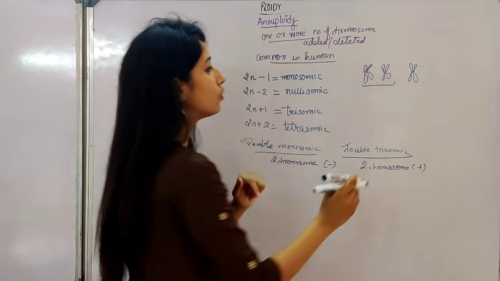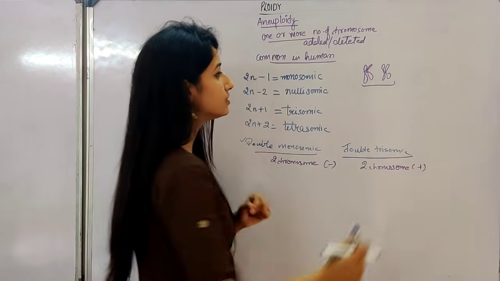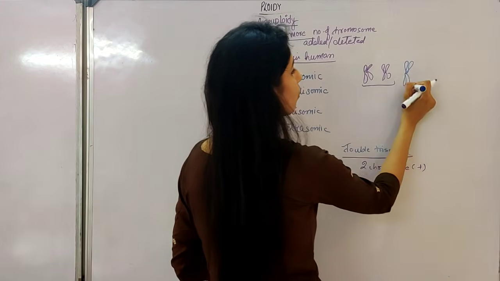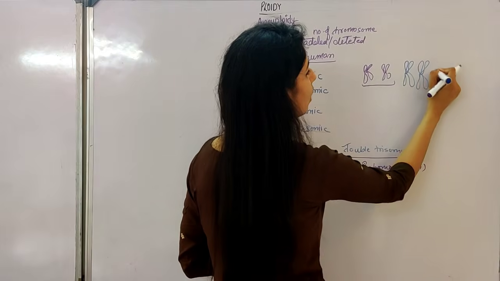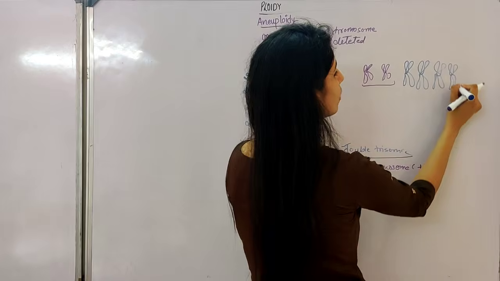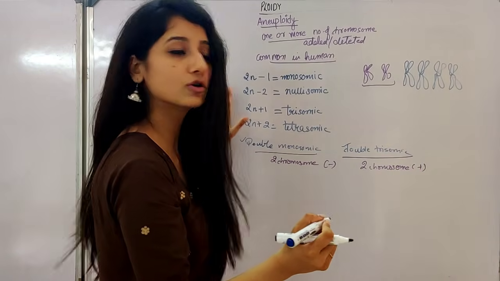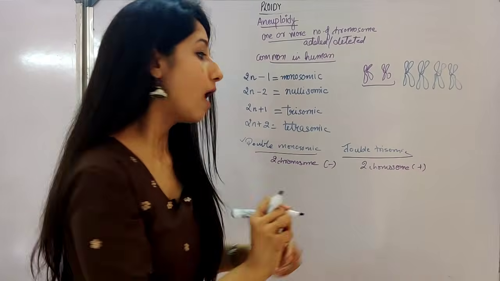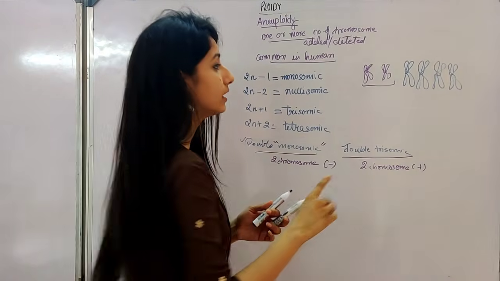Okay. What is nullisomic is that this is deleted. What is trisomic is that 1 is added. There are 2 and 1 is added. What is tetrasomic is that 2 are added. Okay. This is monosomic, nullisomic, trisomic and tetrasomic. But now what will happen in double monosomic?